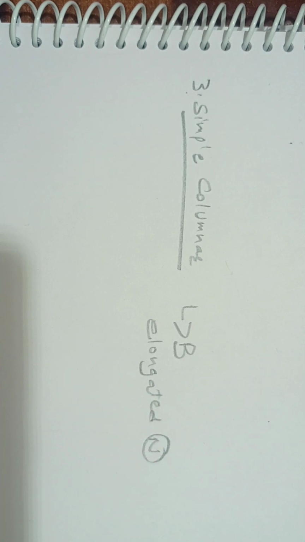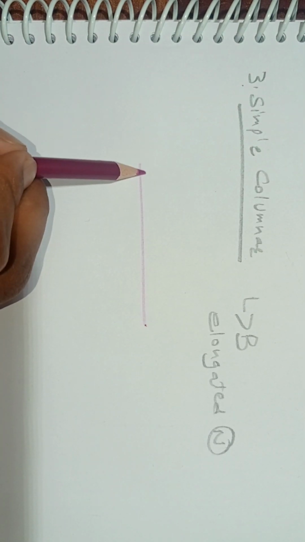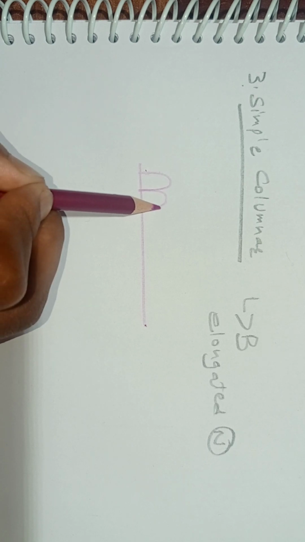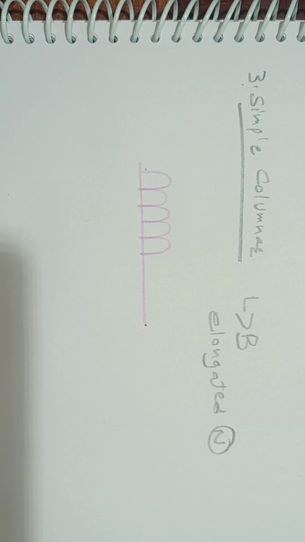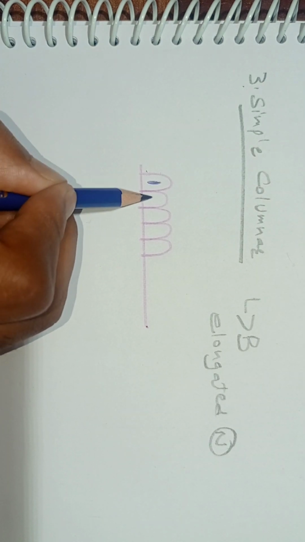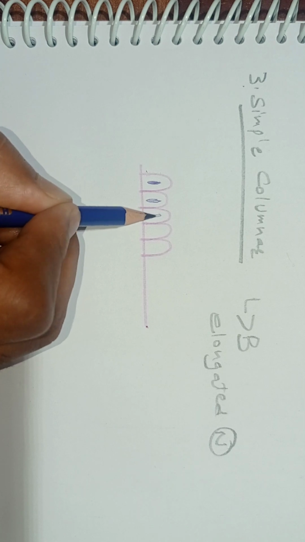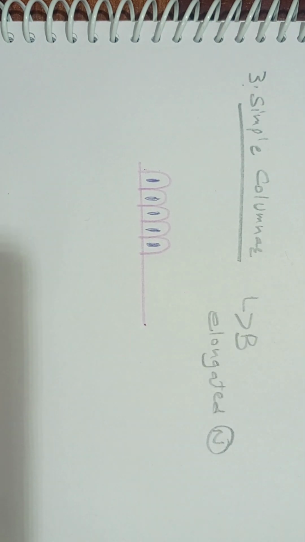Now we will try to draw the diagram of the simple columnar epithelium. First, we draw the basement membrane. Then we draw the cells in which the length is greater as compared to the breadth. In these cells, the nucleus is elongated. This is the elongated nucleus. So this is the diagram of the simple columnar epithelium.